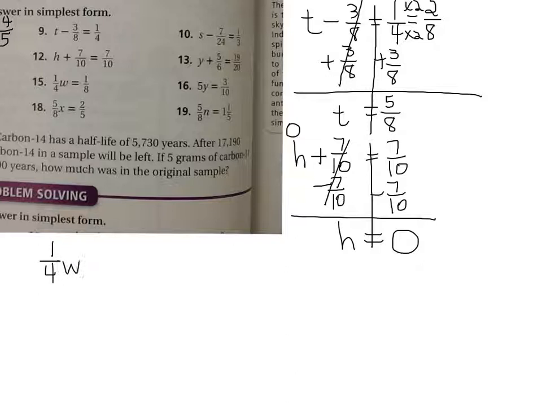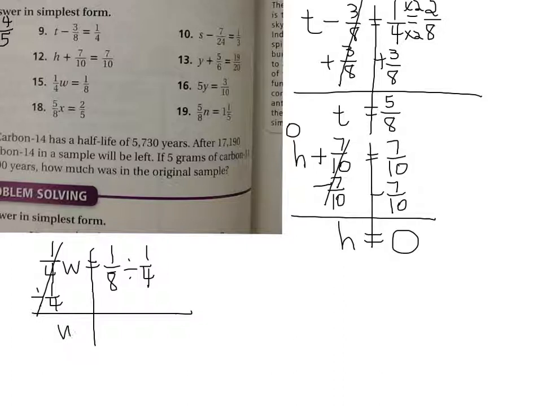1/4 w equals 1/8. Okay, so we have 1/4 times w. How do we undo it? Divide by 1/4. And then we go divide by 1/4. Notice I am writing it next to it because when I multiply and divide, I have to do it in what form? Horizontal format. Column is up and down. Horizontal is left to right. So we're going to do this.